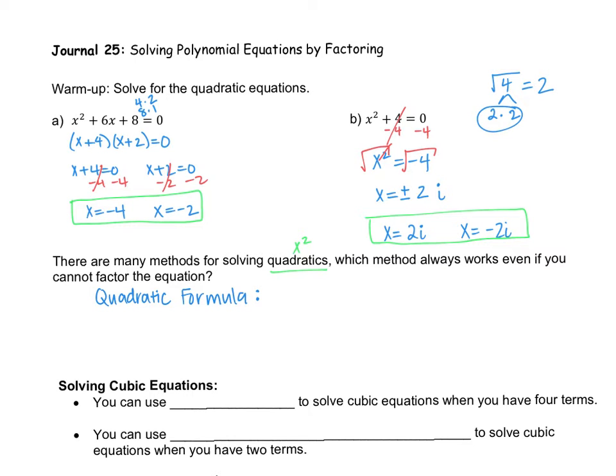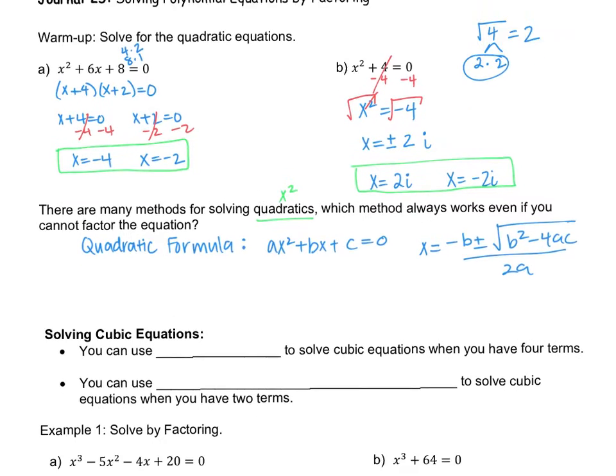And the quadratic formula says that if you have it in standard form, so ax squared plus bx plus c, and it's set equal to 0, so the other side is 0, then you can use the formula x equals negative b plus or minus the square root of b squared minus 4ac, all over 2a. So this formula here helps us figure out and solve for x.